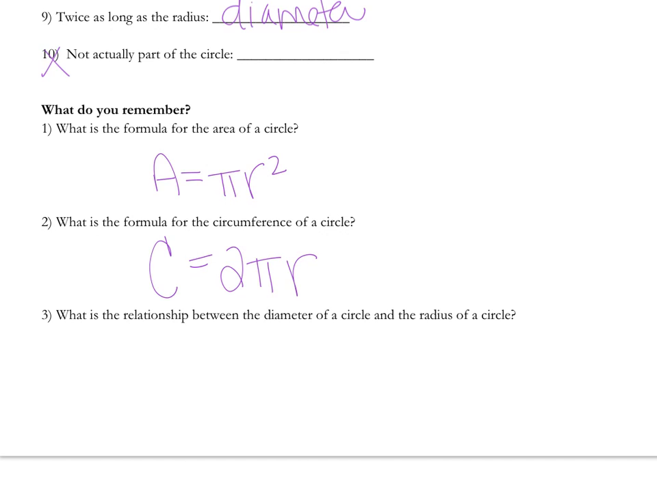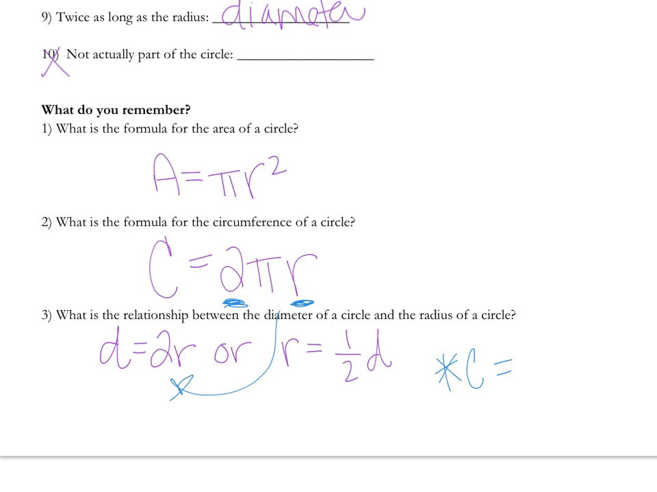Then it says, what is the relationship between the diameter of a circle and the radius of a circle? We kind of answered that earlier, but the diameter is equal to 2 times the radius, or the radius is equal to 1/2 times the diameter. Another way we can write circumference: if you look at number 2, you have 2r, well that's the same thing as d. So circumference also equals pi times d.